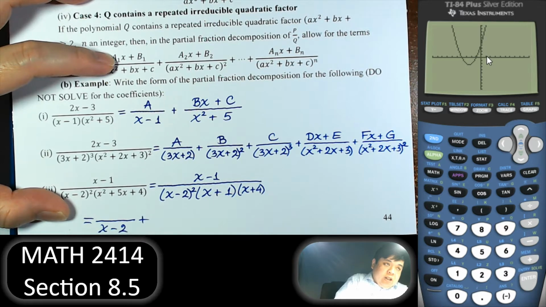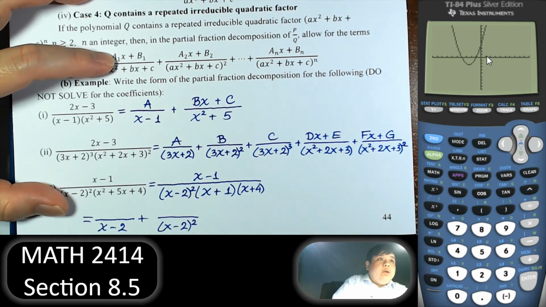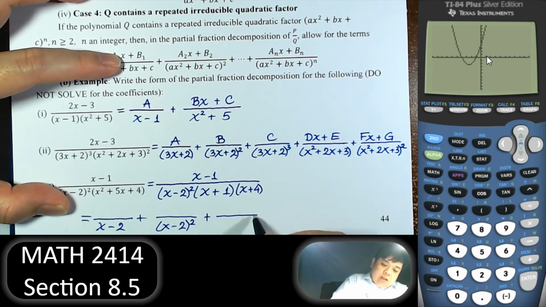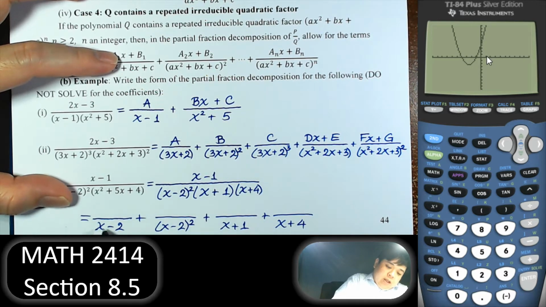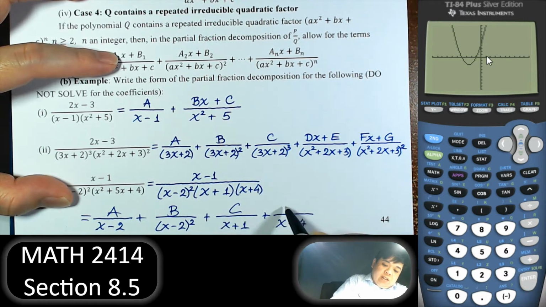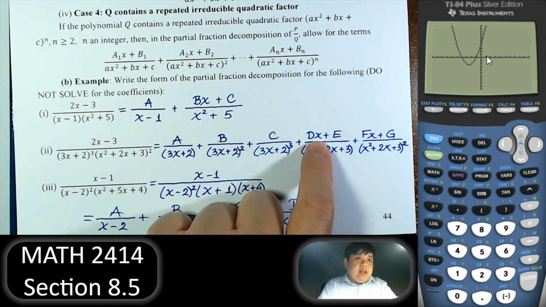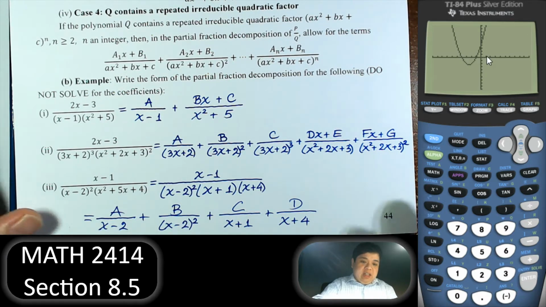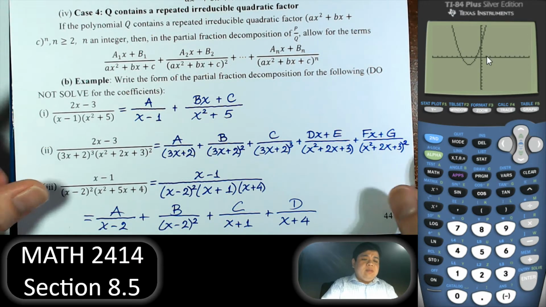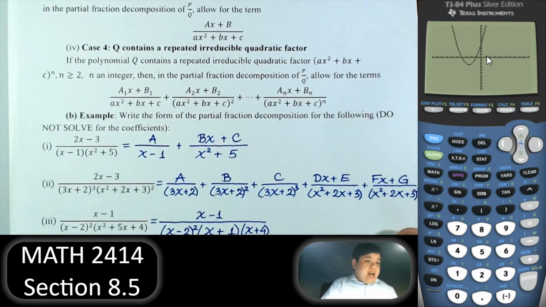So we have a factor of x minus 2, a factor of x plus 1, and a factor of x plus 4. The top is a linear factor; even though it is a square, it is still a linear factor. If we have a quadratic factor, the top is degree 1 less, so we'll have the linear. That's how we split it up.